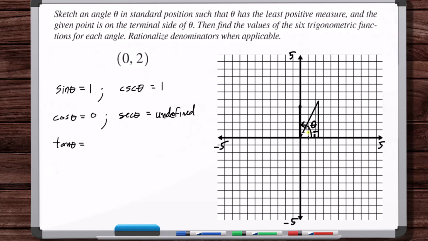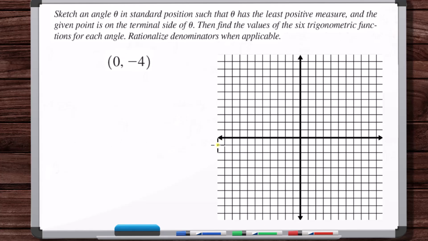Tangent is opposite over adjacent. The adjacent is 0. That's 2 over 0, so that's undefined. The cotangent is going to be 0, because in this case it's the adjacent over opposite. That's 0 over 2.